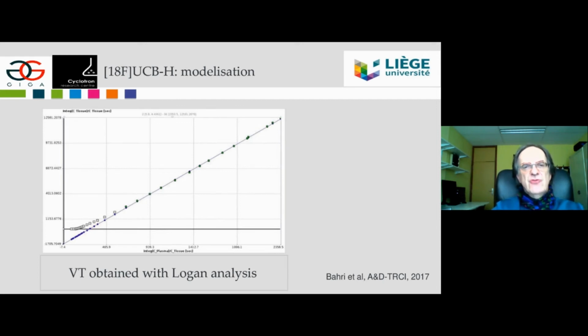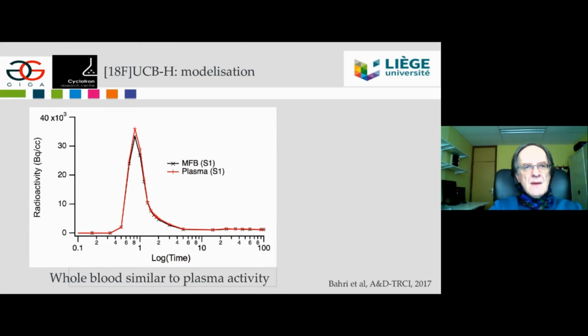But this modelization is with an arterial cannula. And hopefully you wouldn't like every participant or patient to get an arterial cannula. So what can we do? What we could do first was to demonstrate that the pure activity that you measure in the whole blood and that you measure in the plasma are very similar. This is not always the case.